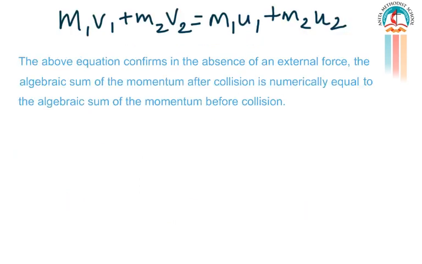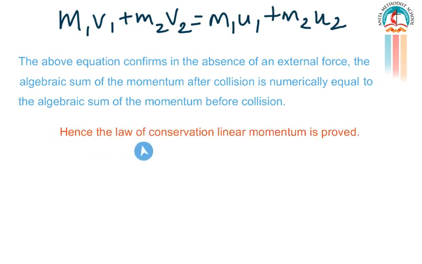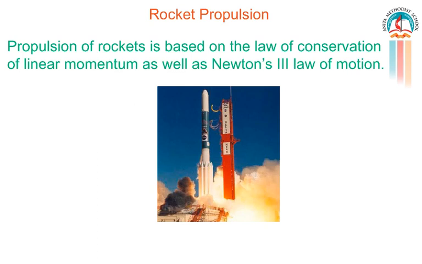The above equation confirms that, in the absence of external force, the algebraic sum of the momentum after collision is equal to the algebraic sum of the momentum before collision. Hence, the law of conservation of linear momentum is proved. Next, let us see about rocket propulsion.